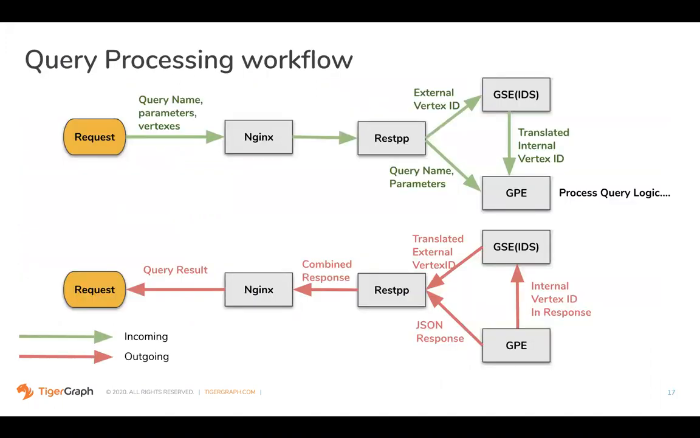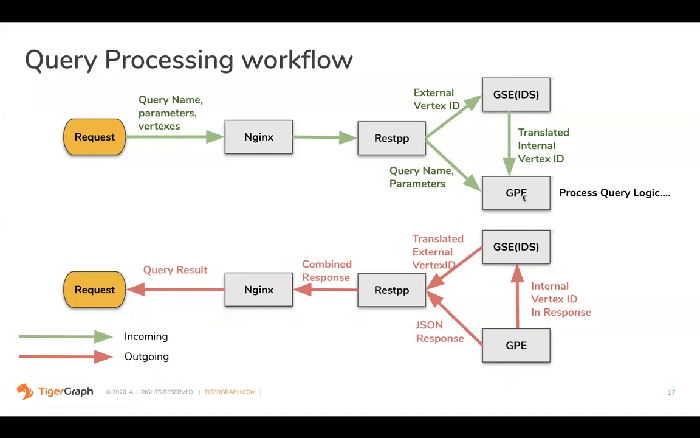Okay, so let's look at a quick query processing workflow. If you look at typical processing, we'll start at the top. A request comes in, the incoming request has details such as query name, parameters, and schema information such as vertex and edge type. It goes through Nginx to RESTPP. RESTPP parses the request, and the first action is that RESTPP sends the request to GSE to translate the external ID into the internal ID. At the same time, RESTPP sends through the dispatcher to the master GPE the query name and other parameters.